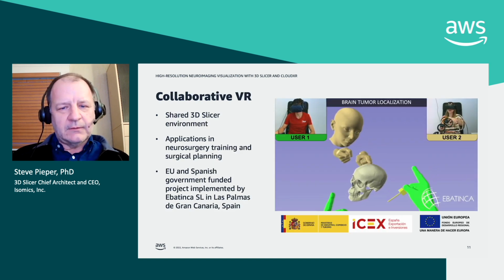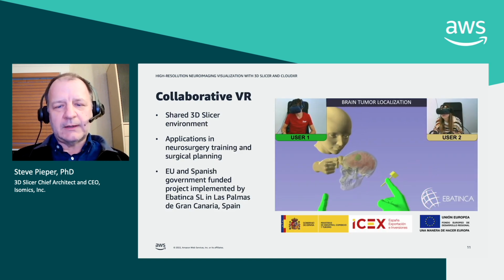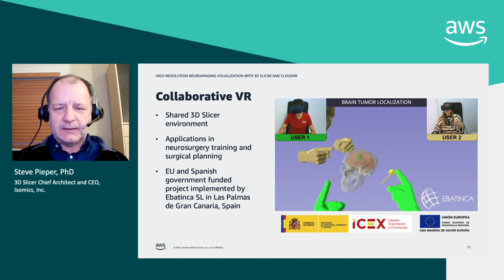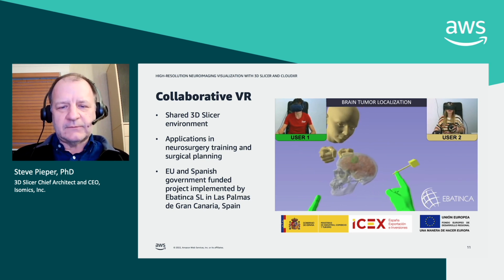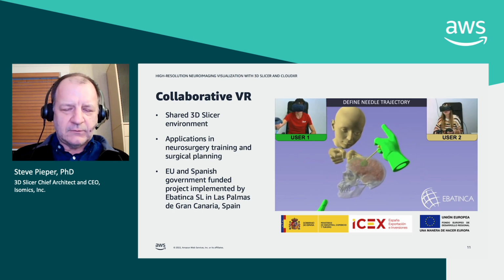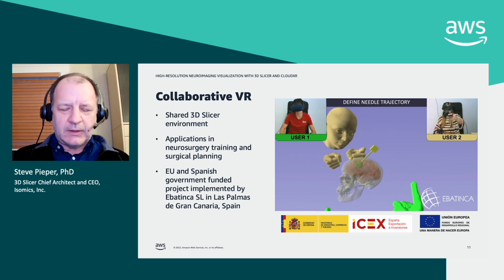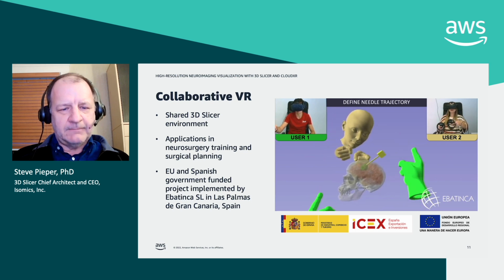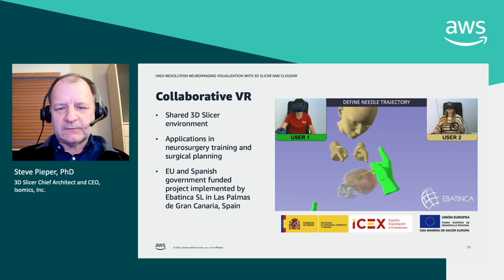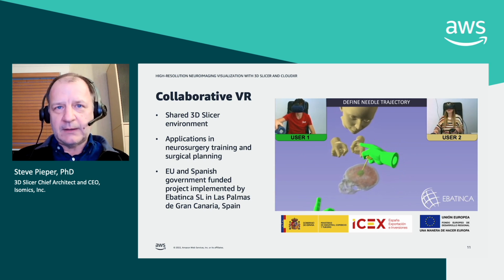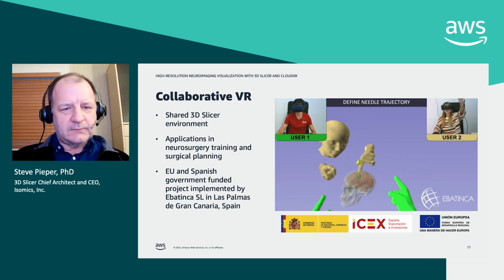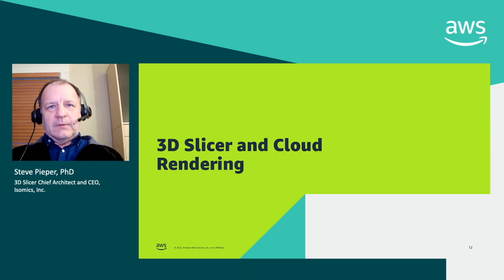Here's another example of a clinical use case. This one not yet available clinically, but in prototype form. It's a collaborative environment where you can visualize patient data, with multiple people using the same 3D Slicer instance at the same time, communicating in terms of gesture and real-time communication, in this case to experiment with different pathways for doing a brain biopsy. This has been funded by the EU and the Spanish government. It's been implemented by Ibatinka, which is a company in Las Palmas de Gran Canaria in Spain. And they're a Slicer developer group, a good example of a group that can do really amazing things with the platform. So that's 3D Slicer as it exists today.